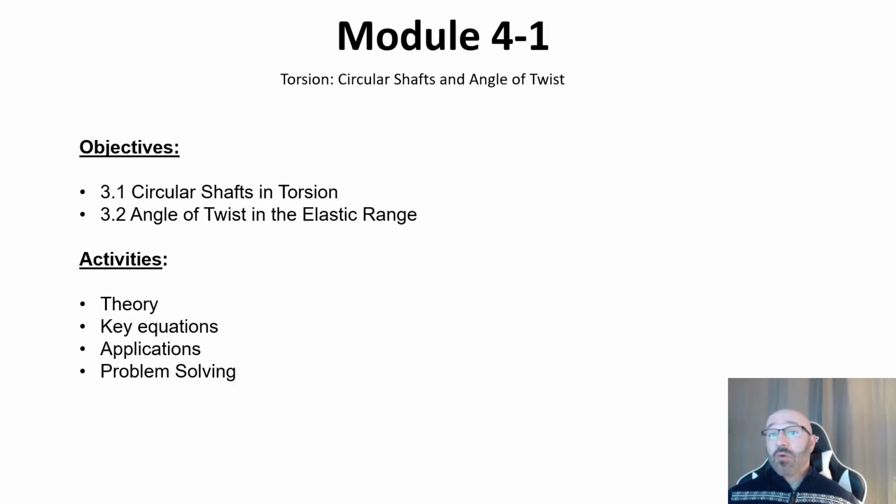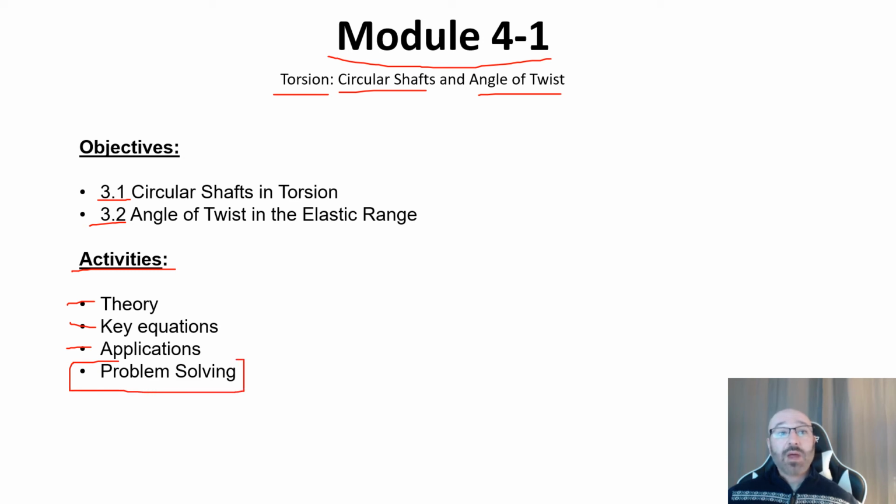So for Chapter 3, we're going to break this into 2 different modules. The first module, Module 4.1, we're going to look at torsion, in particular circular shafts and angle of twist. So this is going to relate back to sections 3.1 and 3.2 in your textbook. Within this module, what we're going to do is take a look at some of the key theories, the equations that we'll be using, some practical applications for these key equations, and then from there we're going to go into some problem solving and go through my hand solution for a few different problems.